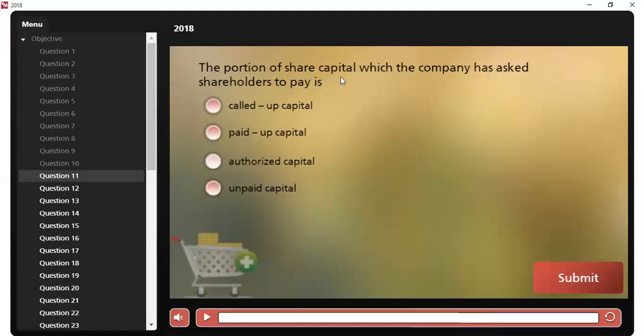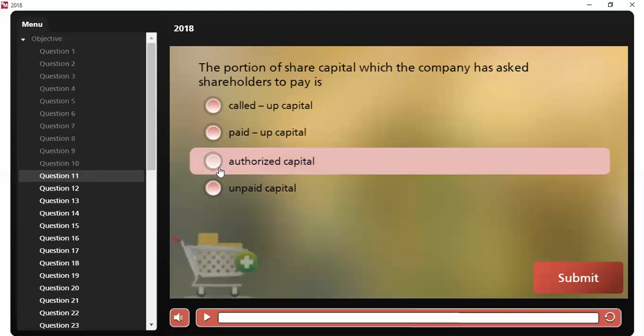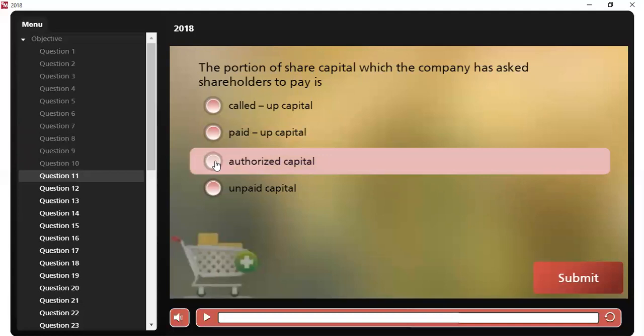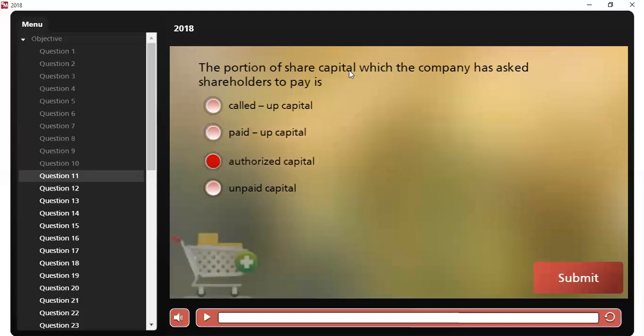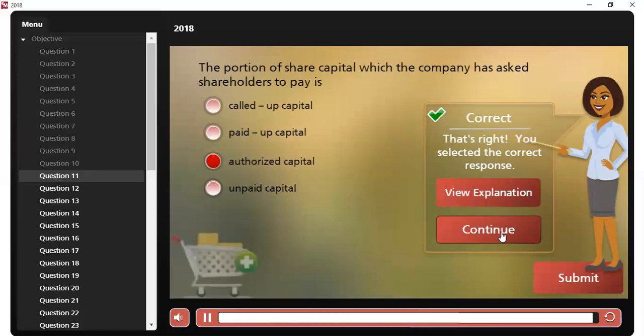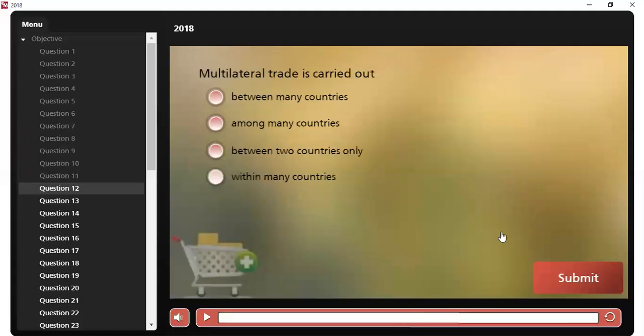The portion of share capital which the company has asked shareholders to pay is: A. Called up capital, B. Paid up capital, C. Authorized capital, D. Unpaid capital. So, authorized capital is a portion of share capital which a company usually asks shareholders to pay. So, our right answer is C. Hope you have your pen and paper and you're following this lesson. Let's go to question number 12.